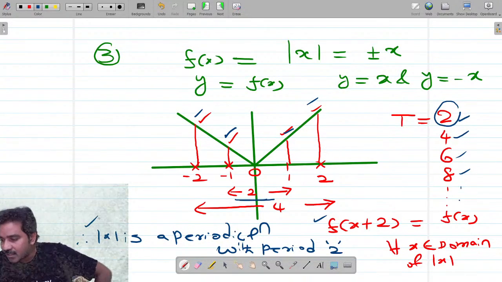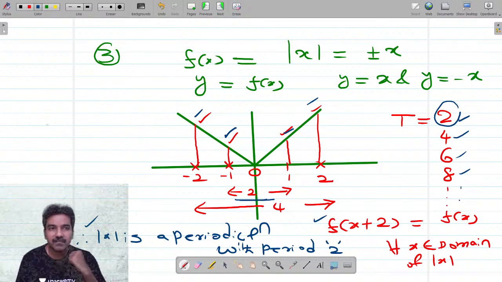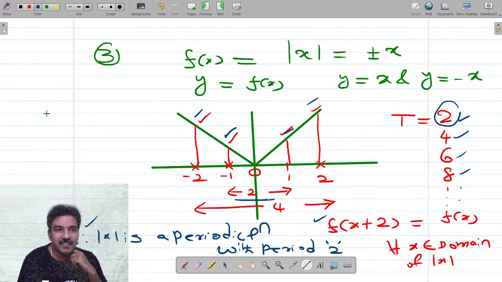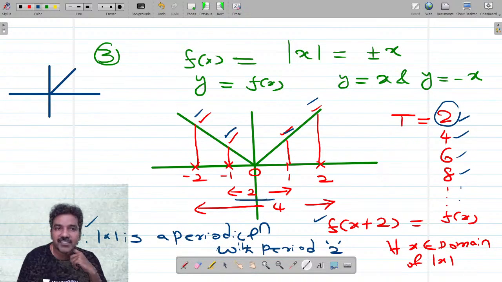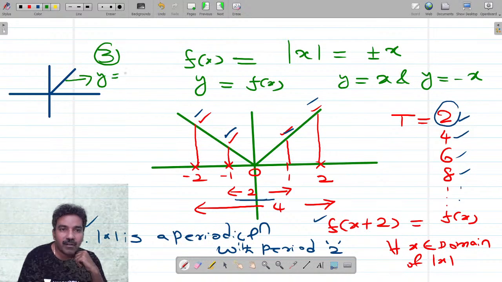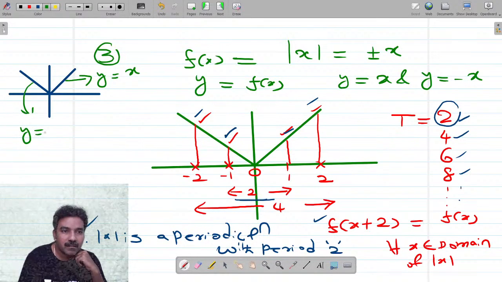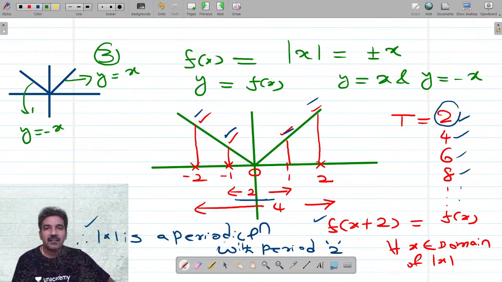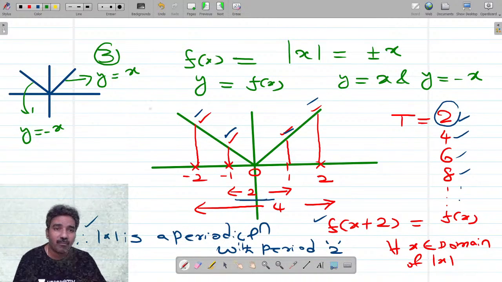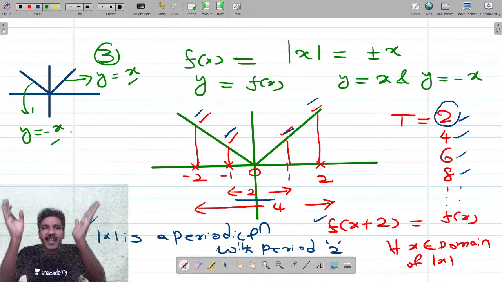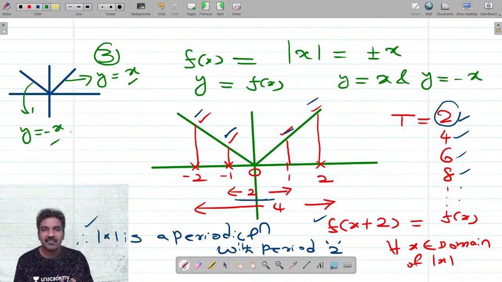Joseph, what's your doubt? Repeat mod x graph, sir. Very simple. Look at this. This is y equal to plus x, this line. This is y equal to x. This is y equal to minus x. Mod x is nothing but plus or minus x. So y equal to mod x is a combination of two straight lines: y equal to plus x, another is y equal to minus x. It is just like a V shape. Both lines will intersect at origin. Okay.